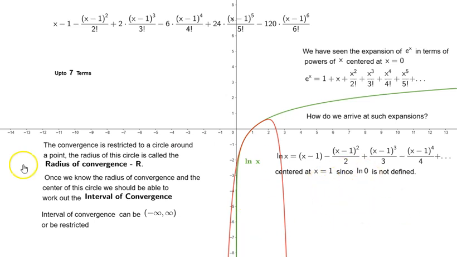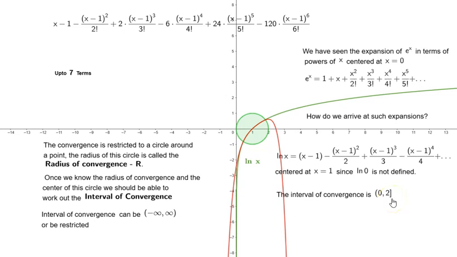So what about in case of natural log of x? What is the interval? So let's draw this circle. The interval of convergence is this circle of radius 1. So the interval of convergence is 0 to 2, where 0 is not included because natural log of 0 is undefined, and 2 is included.